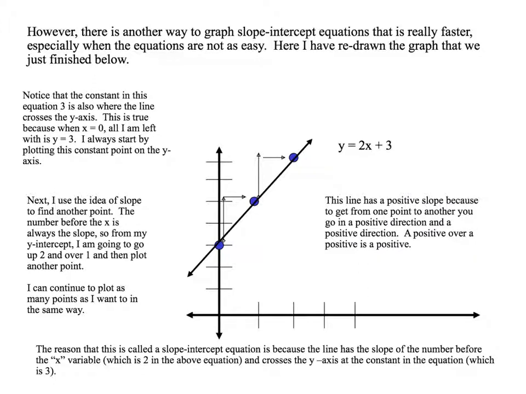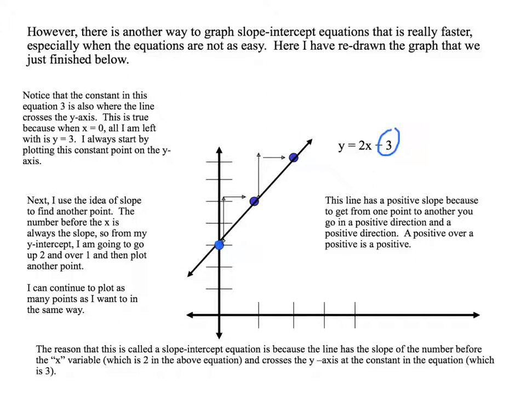However, there's another way to graph slope-intercept equations that is really faster, especially when the equations are not as easy. Here I have redrawn the graph that we just finished below. Notice that the constant in this equation, 3, is also where the line crosses the y-axis. And I'm going to start right here. I'm going to put a dot at 3 on the y-axis. This is true because when x is equal to 0, all I'm left with is y is equal to 3. So I always start by plotting this constant point on the y-axis.